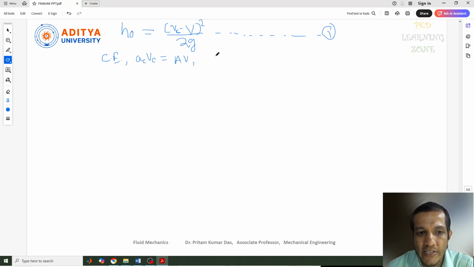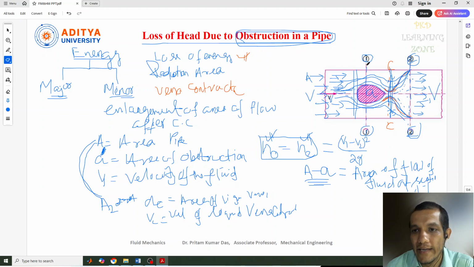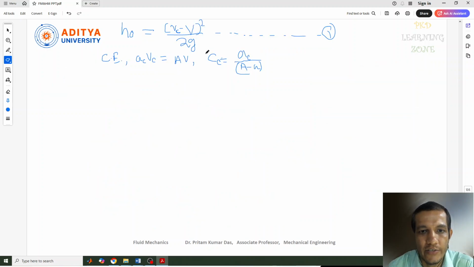One more thing, let's consider the CC. The CC is nothing but the coefficient of contraction. What is the ratio? The coefficient of contraction is the area at the vena contracta, AC, to the area of the fluid flowing through the pipe. Which area do we need to consider? At this section, the area of fluid flowing is capital A minus small a. So this is the ratio of the coefficient of contraction.